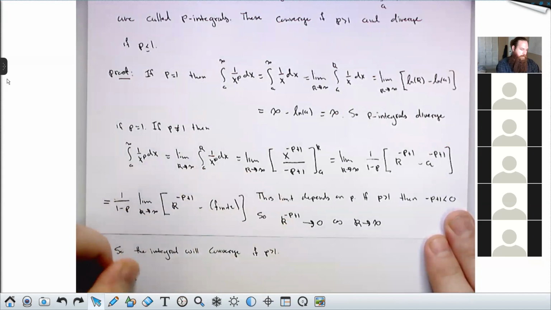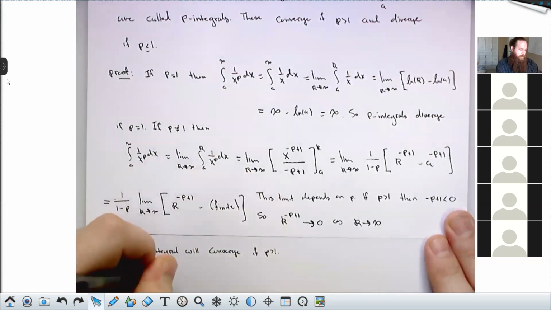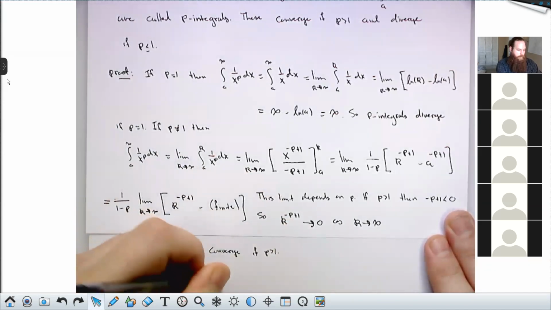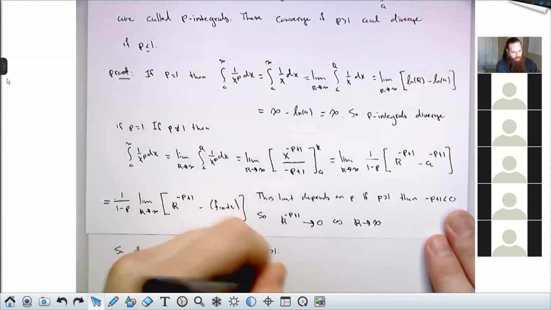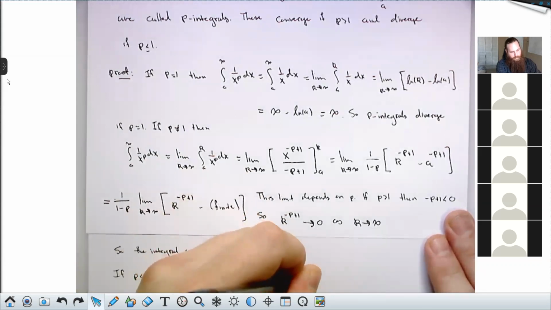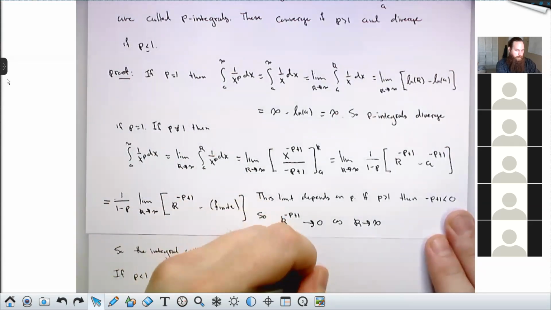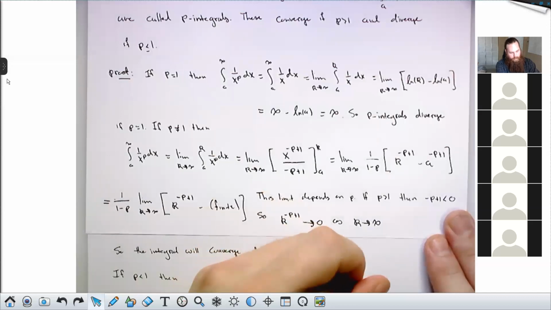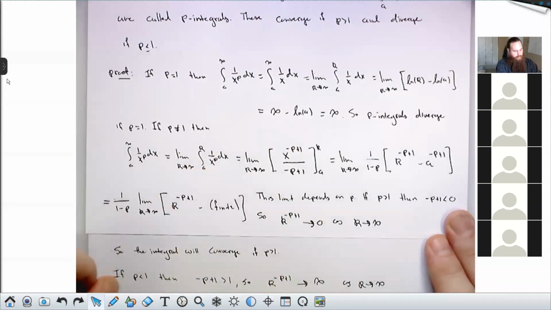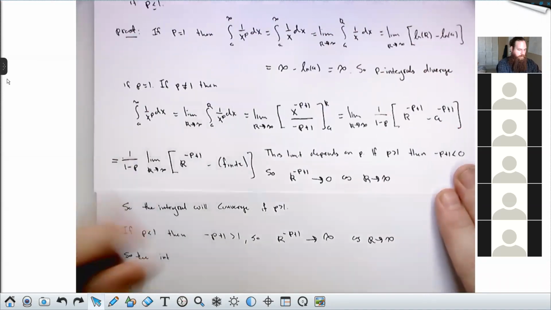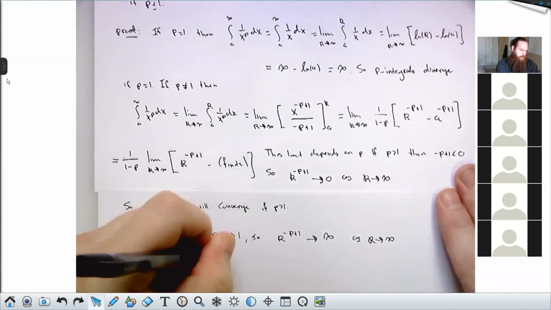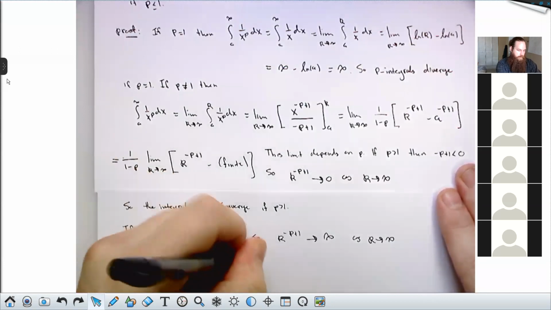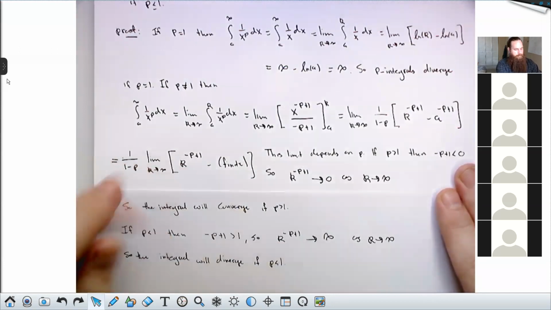If p is less than 1, then negative p plus 1 is positive. So r to the negative p plus 1 is r to some positive power. You go to infinity as r goes to infinity. So the integral will diverge if p is less than 1.